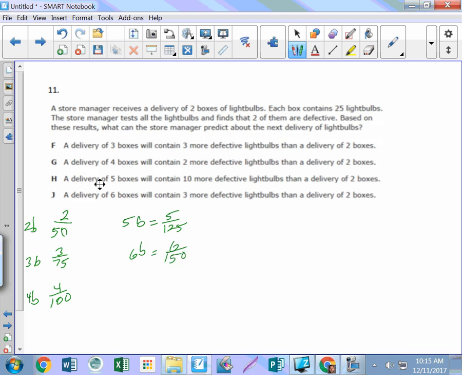So, 3 boxes will contain 3 more than 2 boxes. That's done. There's only 1 more. 4 boxes will contain 2 more than 2 boxes. That is true. So there's my answer.